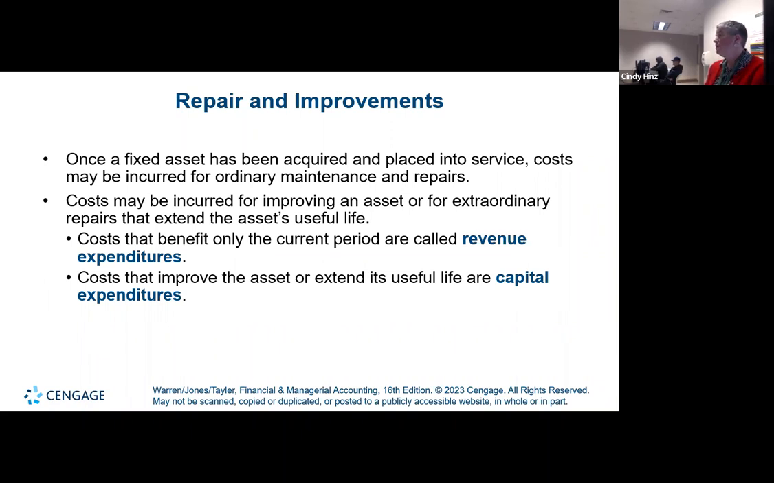Included in that revenue expenditures, things that don't go on the balance sheet, would be routine maintenance, getting an oil change in your car, or putting gas in your car. That's not even maintenance, that's just an ordinary operating expense. So capital expenditures go on the balance sheet. Revenue expenditures go right to the income statement.